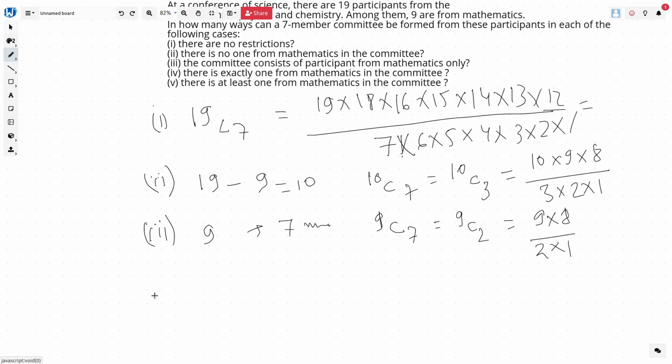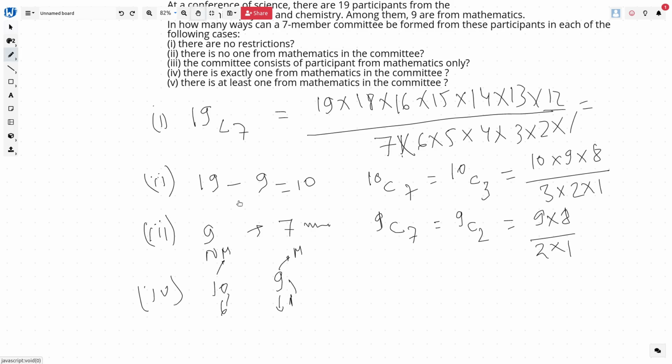Now let's look at the fourth one, which is slightly complex, but we will see. There is exactly 1 from mathematics. So first you have to divide. There are 10 who are not in mathematics, and there are 9 who are in mathematics. This is M, let's say M, and this is not mathematics, so NM, right? Now we have to choose exactly 1 from mathematics, so 1 should be chosen from here and 6 from this set, right?